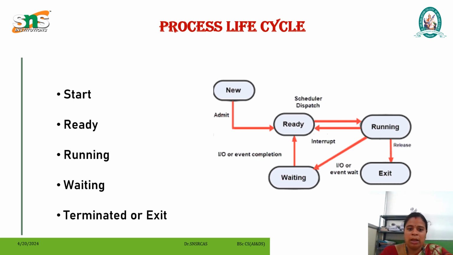Next one, running. Once the process has been assigned to a processor by the operating system scheduler, the process state is set to running and the processor executes its instructions. Next one, waiting state. Waiting state is nothing but the process moves into the waiting state if it needs to wait for resources, such as waiting for user input or waiting for a file to become available.